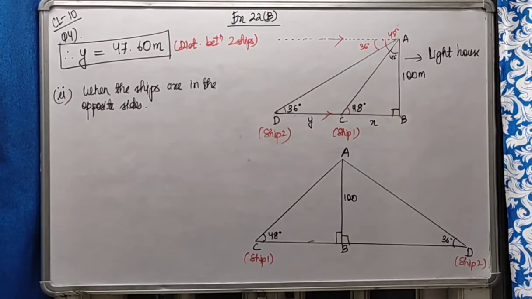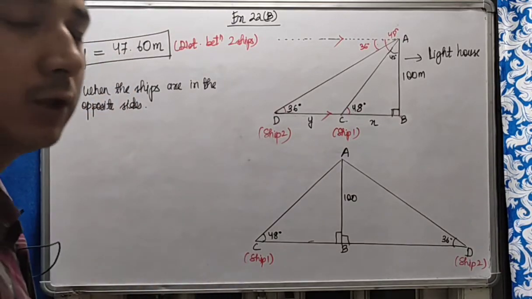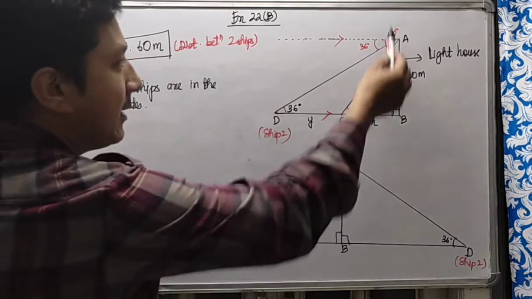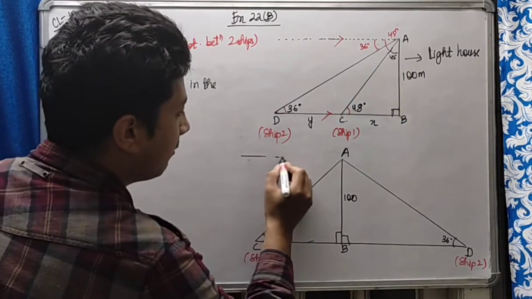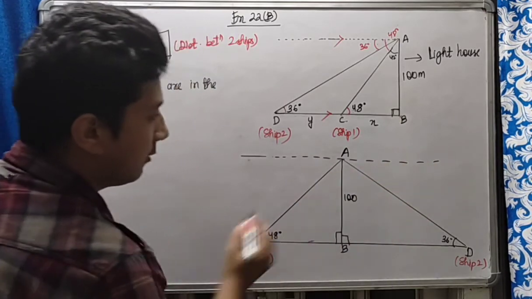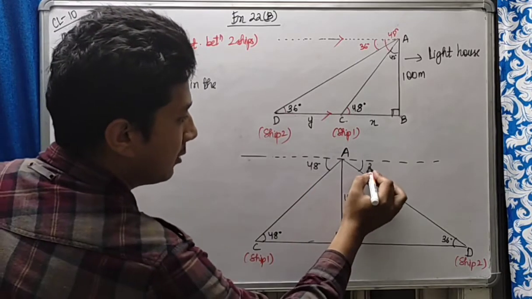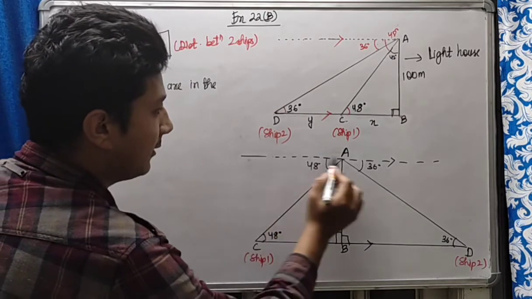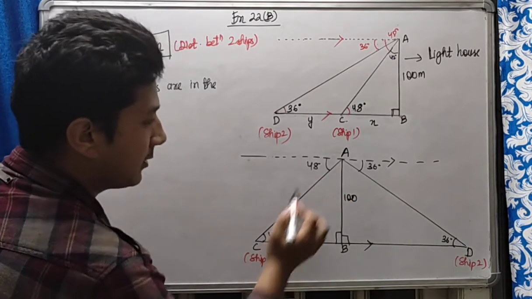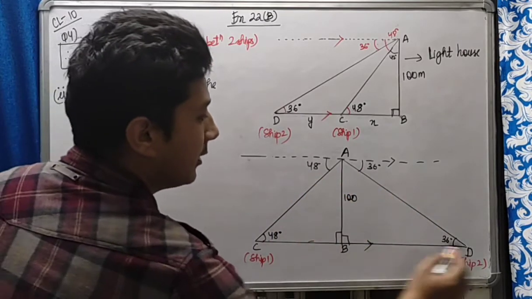All right, now let's move on to part 2 of this question. We need to find the distance between two ships when they are on opposite sides of the lighthouse. The lighthouse is the same, so it is 100. Here I draw the imaginary horizontal line. This angle is 48, and this angle is 36, and they are parallel to each other. So if this is 48, then this angle is 48 because alternate, and if this is 36, then this angle is also 36 because they are alternate to each other.